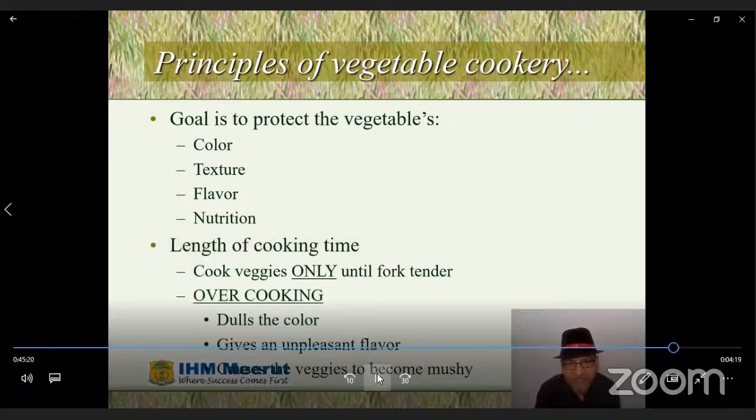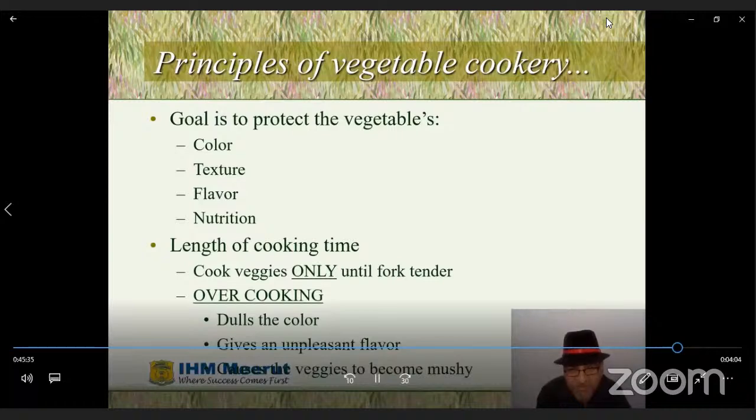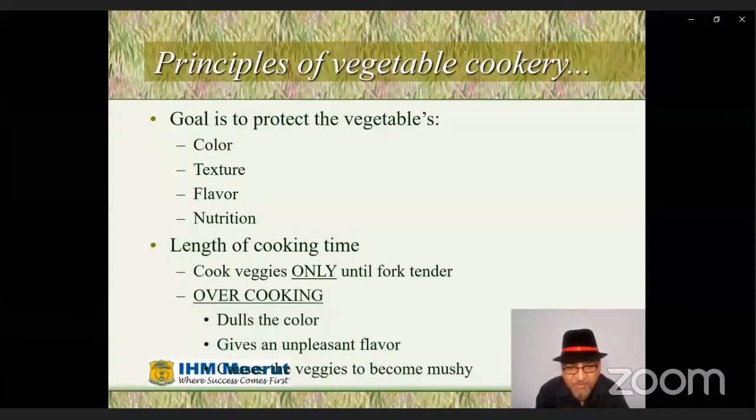Length of cooking time. Cook vegetables only until fork tender. Fork tender means that they should be able to be picked up with the help of a fork. They should not slide out of the fork, that is overcooked. And the fork should not find it very difficult to penetrate, that is undercooked. Overcooking dulls the color, gives an unpleasant flavor, and causes the vegetables to become mushy.